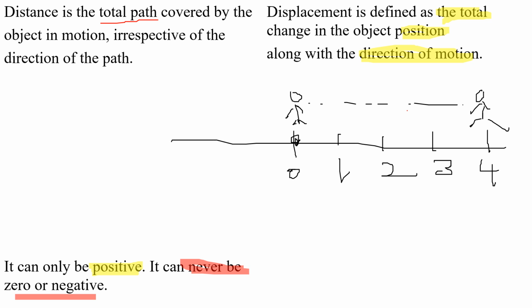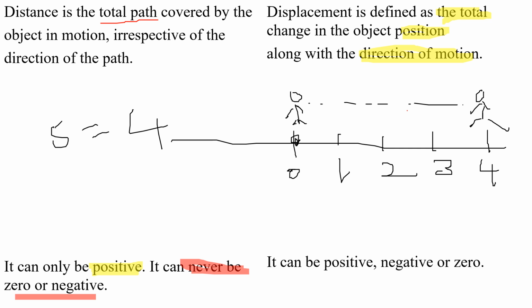So the distance covered, I covered here 4 units. S is equal to 4. The distance is 4. But now I will explain to you displacement.